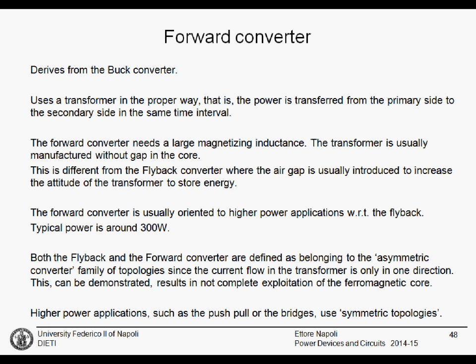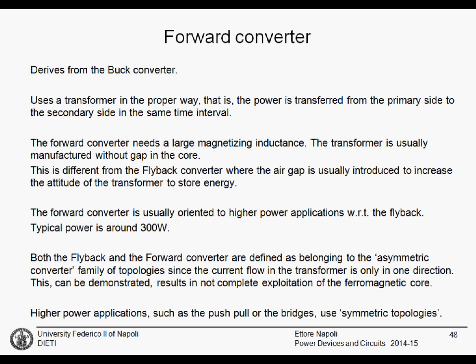The converter is usually oriented to higher power applications, since it doesn't need to store this energy, but there is this continuous kind of flow of energy. The power range is slightly larger. Typical power is around 300 watts. This number obviously depends on the technology and the devices, but this is the range that is actually used for these converters.